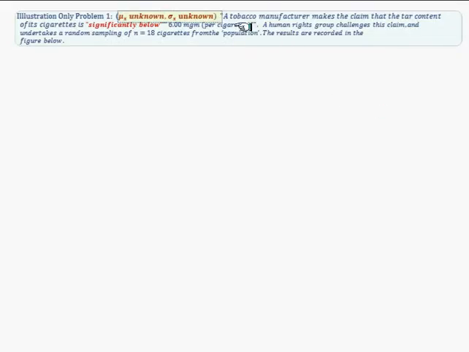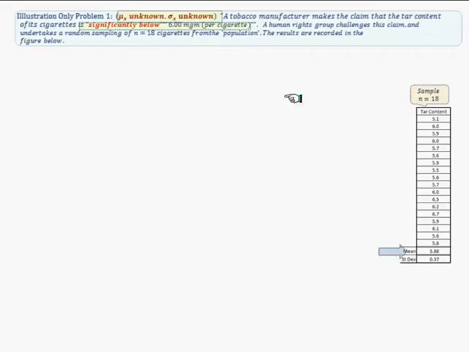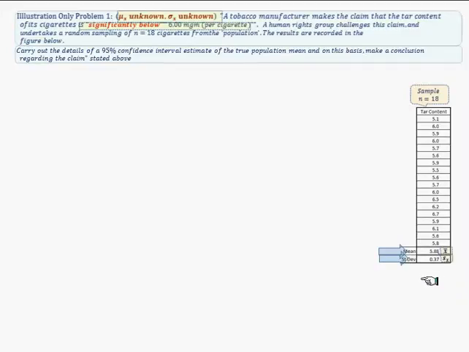We're going to examine a claim made by a tobacco manufacturer that the tar content of his cigarettes is significantly below 6.0 milligrams per cigarette. We're going to test this claim. We take a sample of n equal to 18 cigarettes from the population, and we find the sample data is over here. The mean is 5.88 and so on. It's X bar and S, and that's all we know.